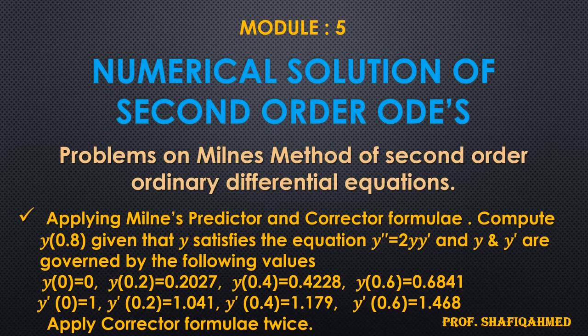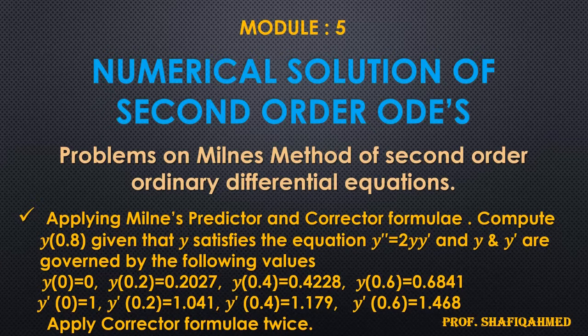Hello students, in today's lecture we'll see the problem on Milne's method of second order ordinary differential equation. The problem is: apply Milne's method of predictor and corrector, compute y of 0.8 given that y satisfies the equation y double dash equal to 2y y dash.